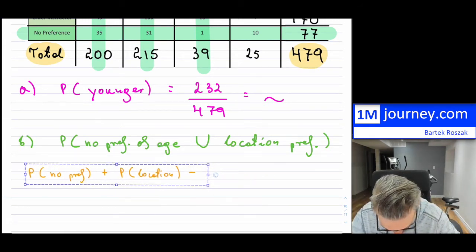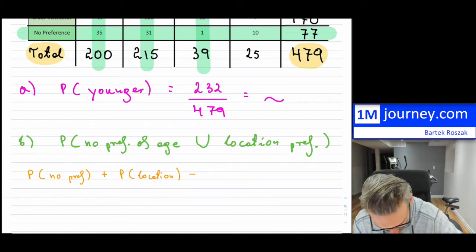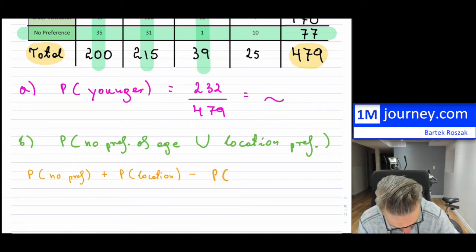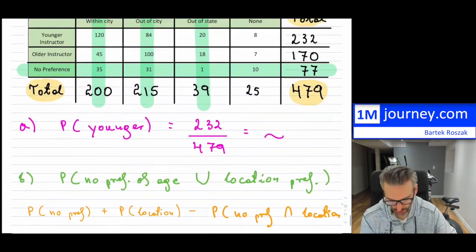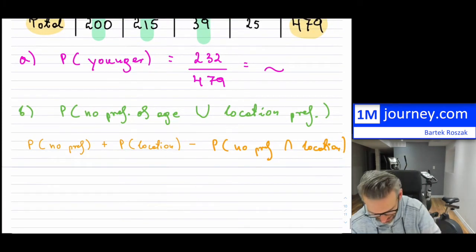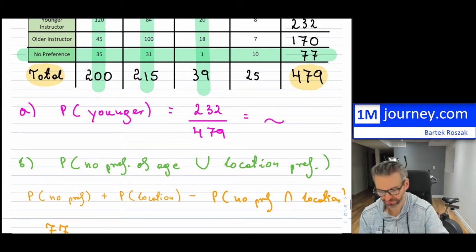And that's what this is. And then I'm going to subtract the probability, because we don't want to count twice. So no preference, and this is on age, intersected with the location. So we have to be careful here. Now let's do all the counting. No preference on the age, so we have 77 out of 479. Okay, so that's that first one.